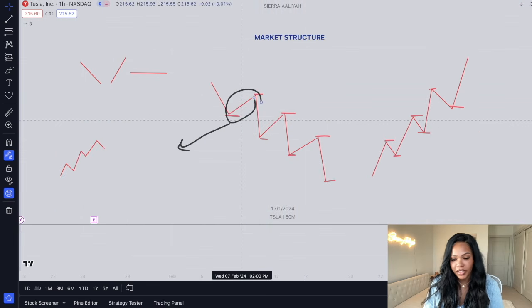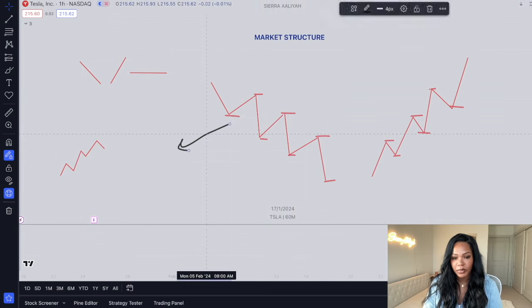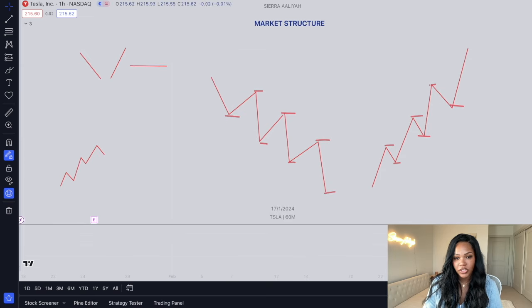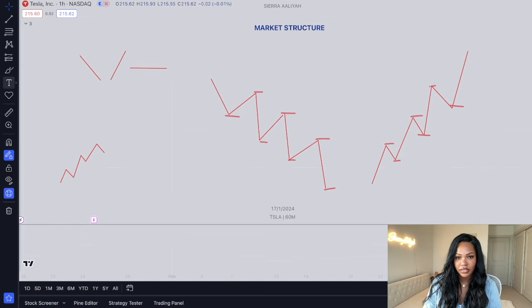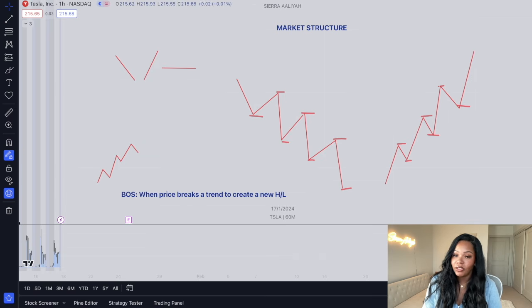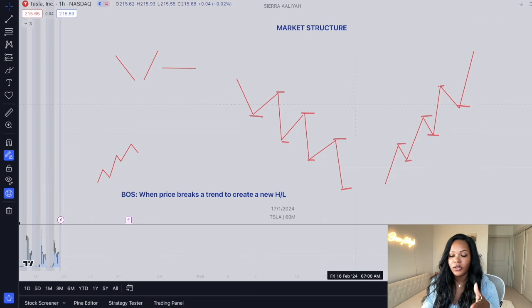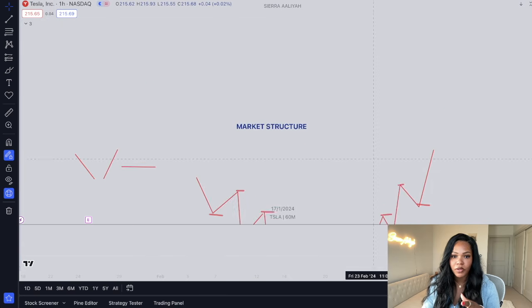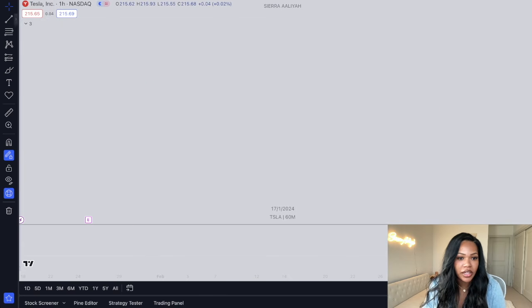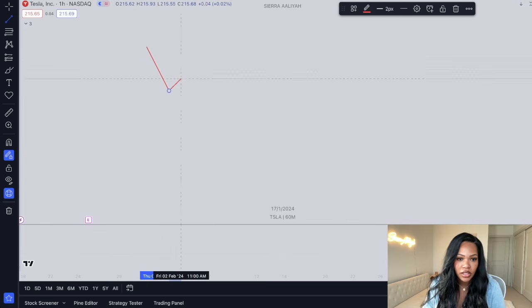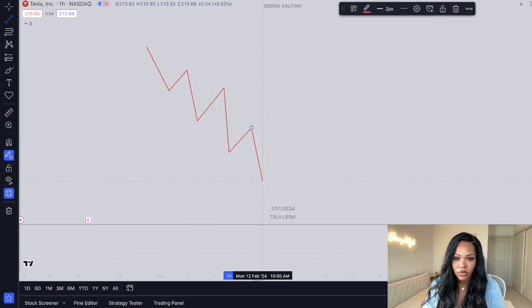Now that we're back over here at our little market structure diagram, let's talk about what a break of structure and a change of character is. Okay, so we've got a new definition at the bottom, a BOS or a break of structure. When we have a break of structure, that's when price breaks a trend to create a new high or low. So if we were to go back up here, let's create our downtrend once again. So here we have lower lows, lower highs, lower lows, lower highs, lower lows, lower highs, and lower lows.